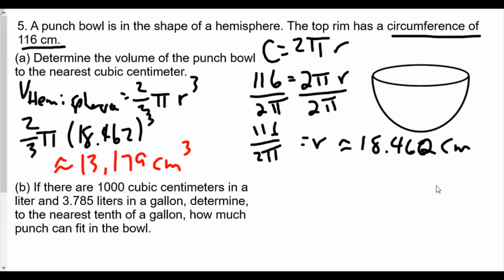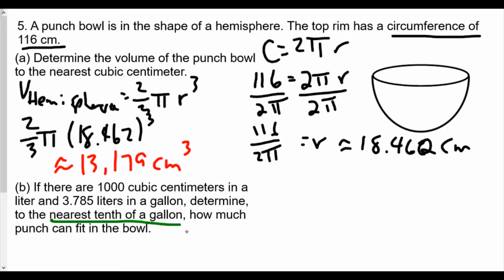Okay. Now, for the second part, if there are 1,000 cubic centimeters in a liter and 3.785 liters in a gallon, determine the volume to the nearest tenth of a gallon. Remember, keep in mind our units here, tenth of a gallon, how much punch can fit in the bowl. All right, so we have our value. So we're going to divide this by 1,000.